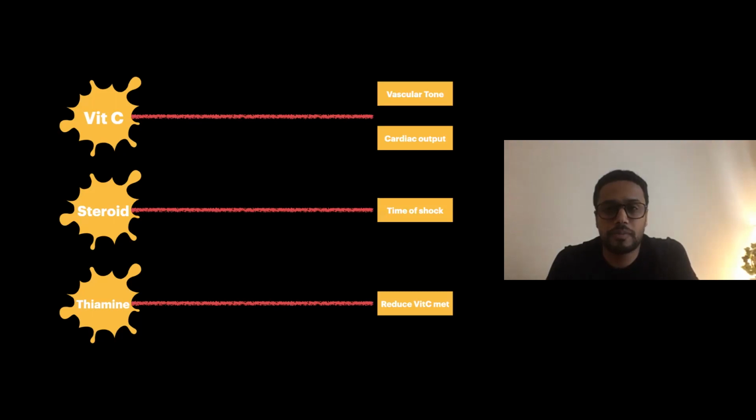The idea behind Marik cocktail is that vitamin C can help with the catecholamine surge, and it can improve the cardiac output and also keep a good vascular tone. And using a steroid might shorten the length of stay in ICU. And using thiamine will help to reduce the vitamin C metabolism.